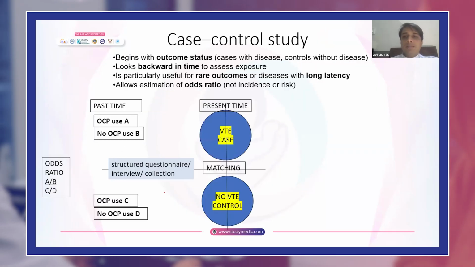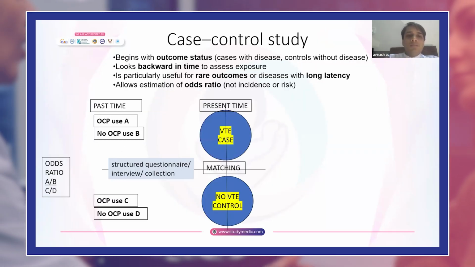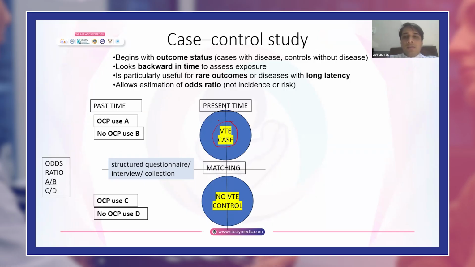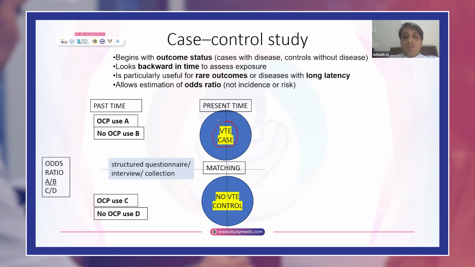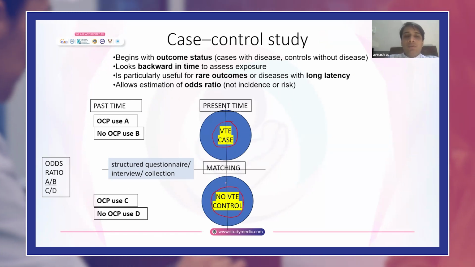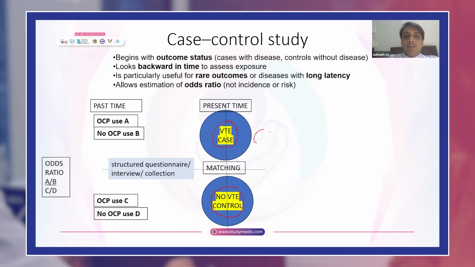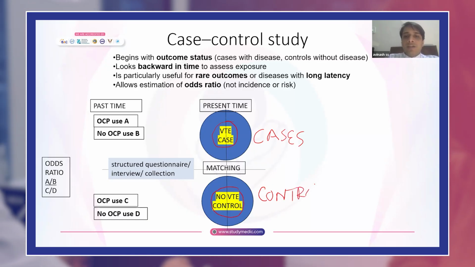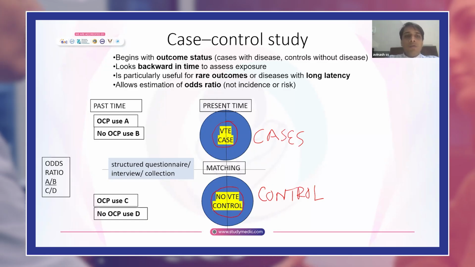It is a case control study design because you can see it begins with the outcome status. That means cases who are with VTE are selected based on the diagnostic criteria, and they are matched with the controls who don't have VTE but are very similar to the cases in all other aspects. They are called matched controls, matched for age, gender, and other confounding variables. Then we look backward in time.